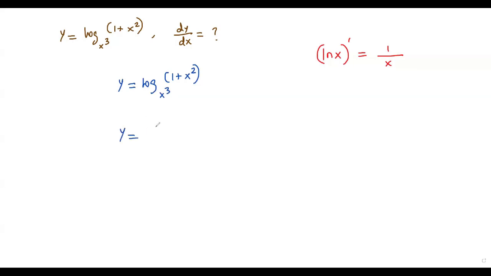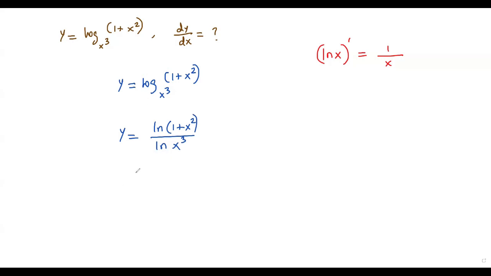To change this logarithm to a natural logarithm, I have to write ln in a fraction, in the numerator and the denominator. For the natural logarithm in the numerator, I write 1 plus x squared as the argument, so I get the natural logarithm of 1 plus x squared. For the natural logarithm in the denominator, x cubed has to be written as the argument. So this is how we change a logarithm to a natural logarithm.